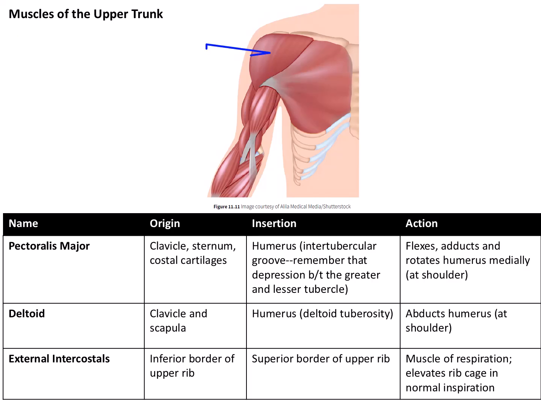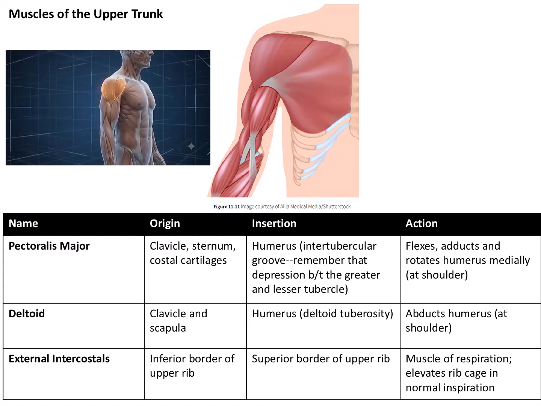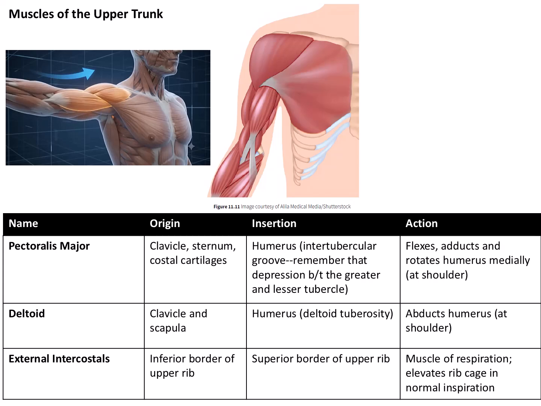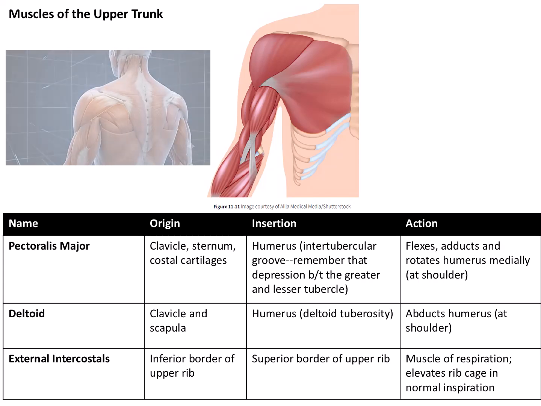The deltoid muscle forms the cap of the shoulder. It originates on the clavicle and spine of the scapula, and it inserts on the deltoid tuberosity, which is the roughened bump on the anterior lateral surface of the humerus. When deltoid contracts, it abducts the shoulder. This means you're moving your arm away from the midline of your body.